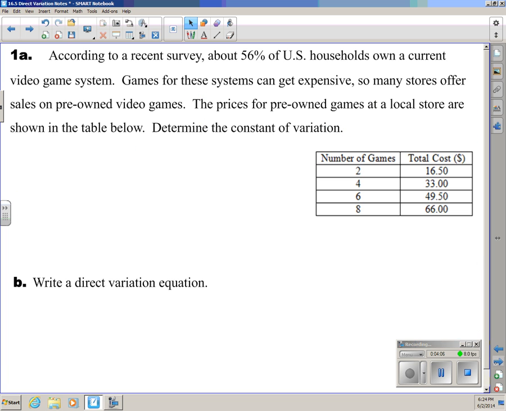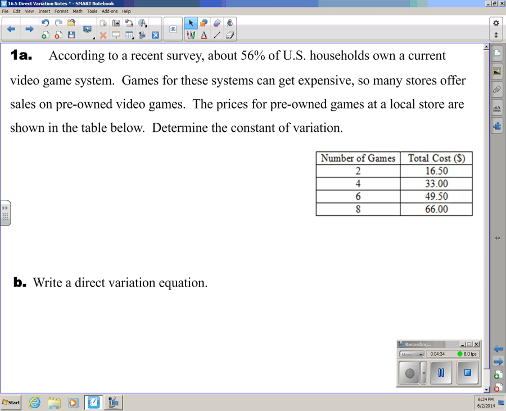So the examples. According to a recent survey, about 56% of U.S. households own a current video game system. Games for these systems can get expensive, so many stores offer sales on pre-owned video games. The prices of pre-owned video games at a local store are shown in the table below. Determine the constant of variation. So same thing, I'm asking for the slope, the constant of proportionality, the constant rate of change.